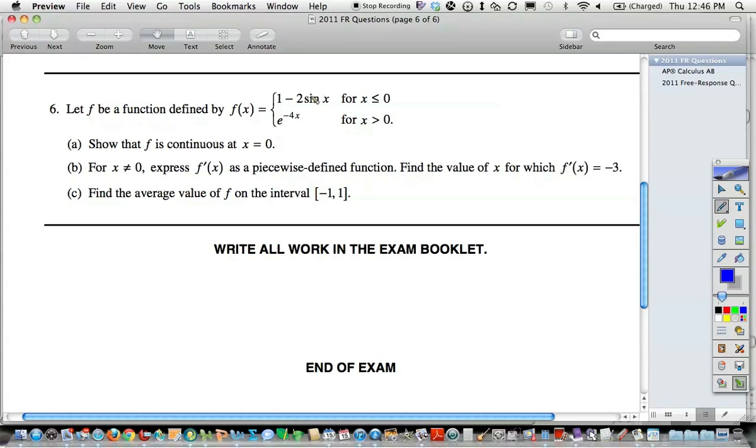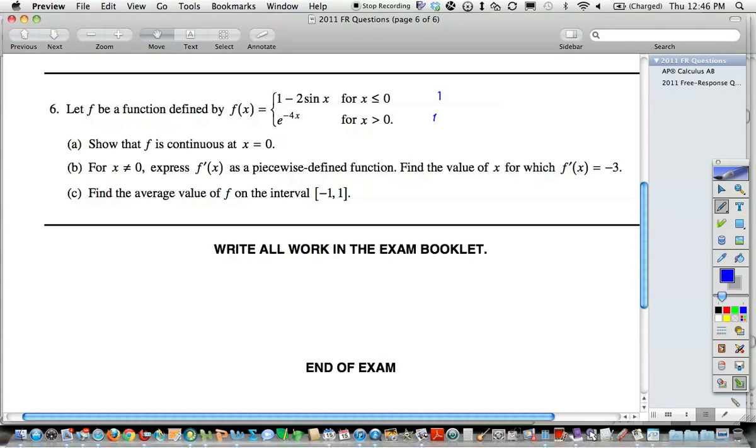So it's that simple. You put a 0 into here, sine of 0 is 0, we get 1. Put a 0 in here, e to the 0 is 1. There you go. I mean, you would want to show that work a little bit. You'd want to show 1 minus 2 sine 0. This is no calculator, so I would write that out. Show that that equals 1. Then e to the -4 times 0 equals 1. Since they're the same, it is continuous. Okay, so that's not bad.